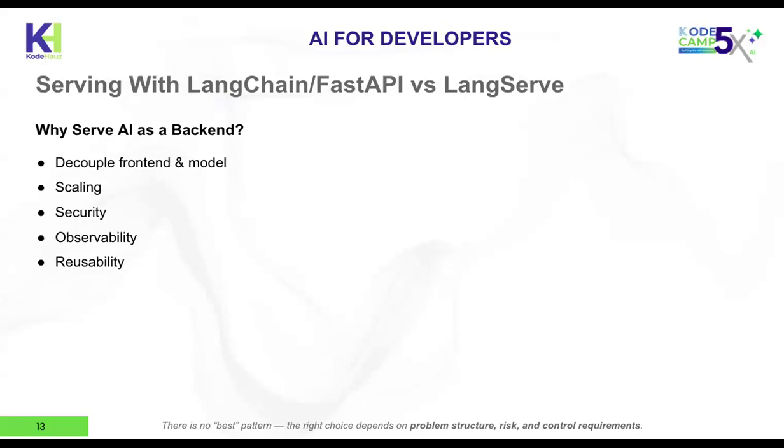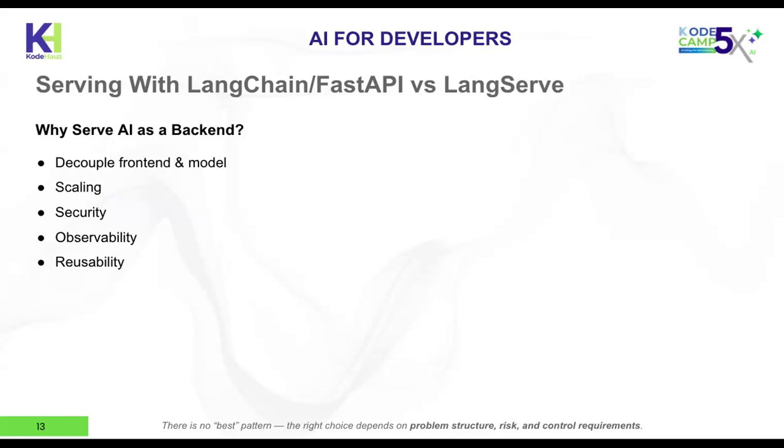Okay, so why would you serve your AI agent as a backend instead of just running it maybe on the front end as code? Mainly because you want to decouple the front end from the model. You want to decouple the use of a model from the model itself. That allows you to achieve scaling, right? It allows you to achieve security, and it allows you to achieve observability, right? Which we'll look at shortly. And it allows you to achieve reusability, which is a main thing.